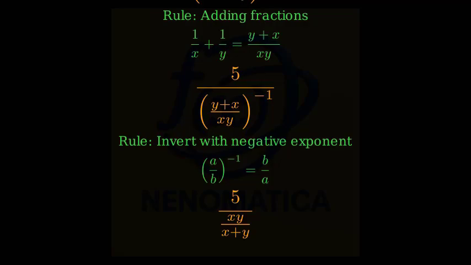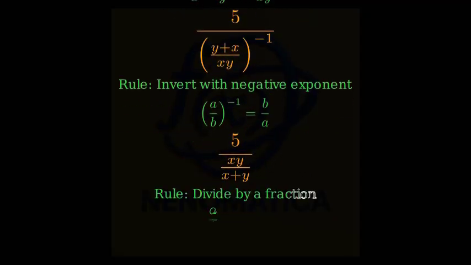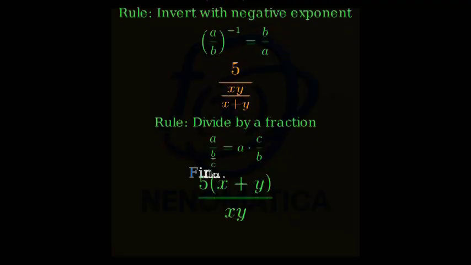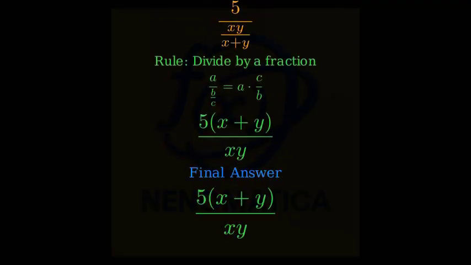Step 4. Dividing by a fraction is the same as multiplying by its reciprocal. A divided by b over c equals a times c over b. Therefore, our expression equals 5 times the quantity x plus y divided by xy. Final answer: 5 times x plus y divided by xy.